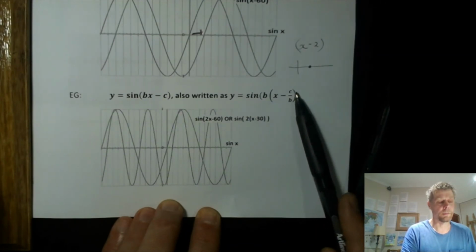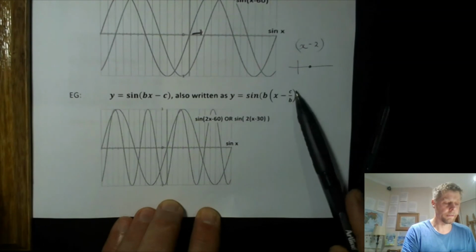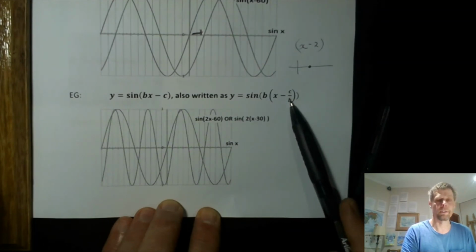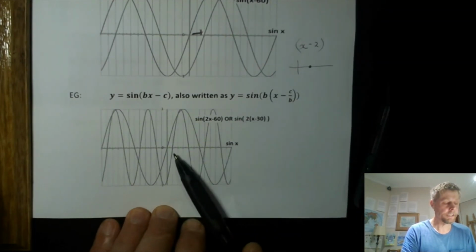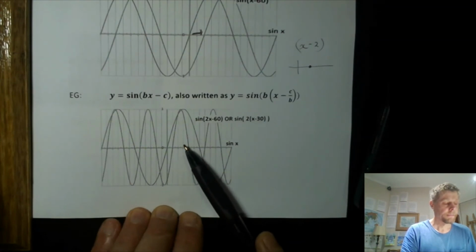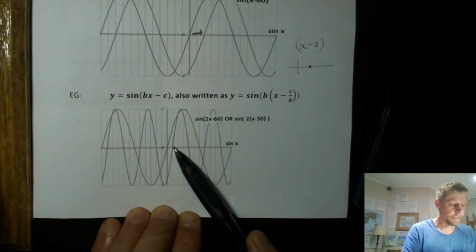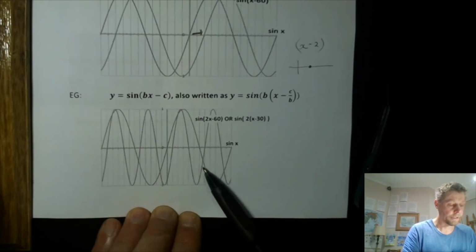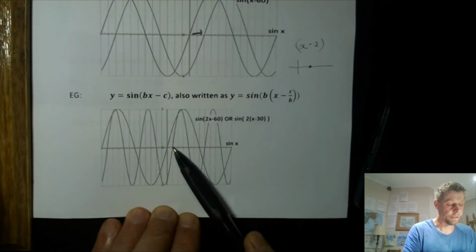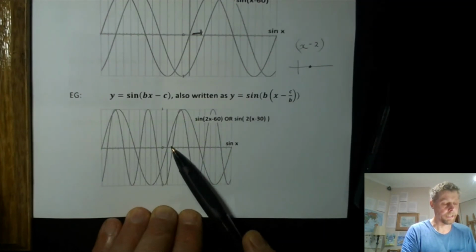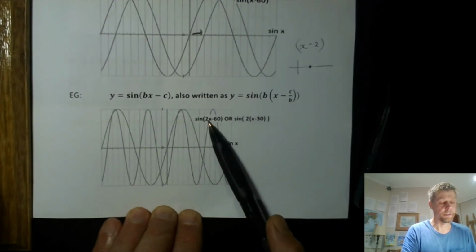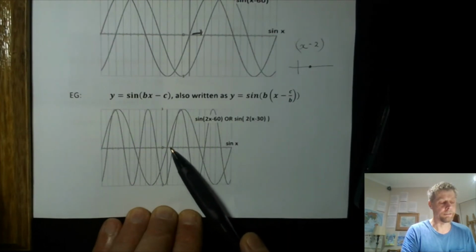In this case it would have been 60 divided by 2, which gives you 30 degrees. So let's just have a look at this. Here's our standard sine graph, and then here's the tight one. This is the graph we're plotting, y equals sine bx minus c. And you can see how it's now shifted 30 degrees when we have sine 2x minus 60. That's using our previous example.